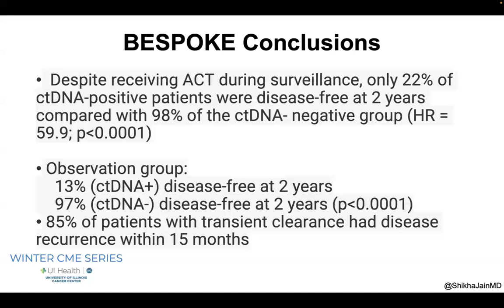In the observation group, 13% of the ctDNA positive patients were disease-free at 2 years, while 97% of those who were ctDNA negative in the observation group were disease-free at 2 years. And 85% of patients with transient clearance had disease recurrence within 15 months.